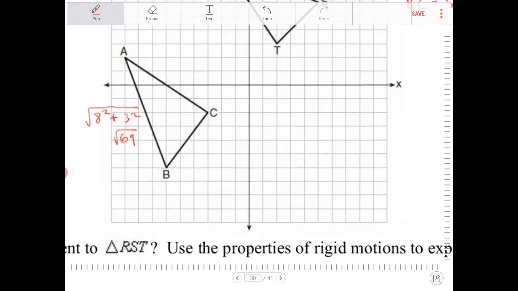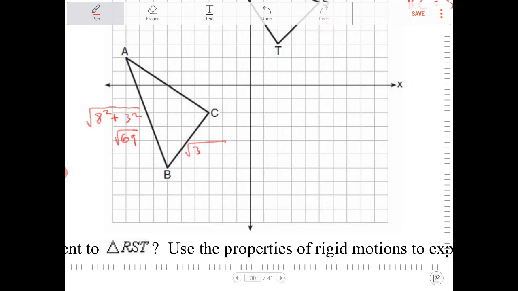How do I know that? Well, that's because square root of 3 squared plus 4 squared, that's a Pythagorean triple, right? So 3 squared is 9 plus 4 squared is 16. So 9 and 16 together is 25. Square root of 25 is 5.